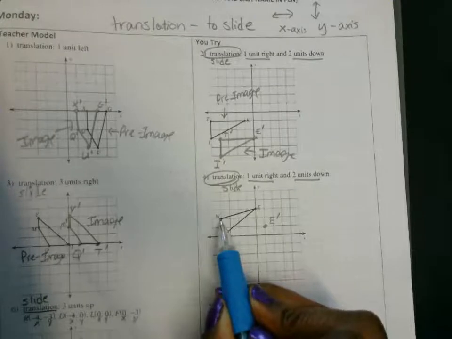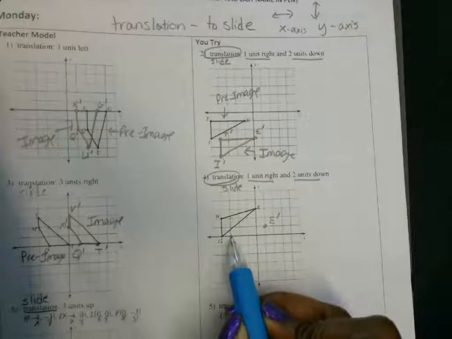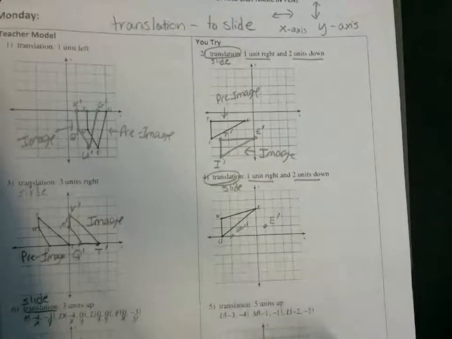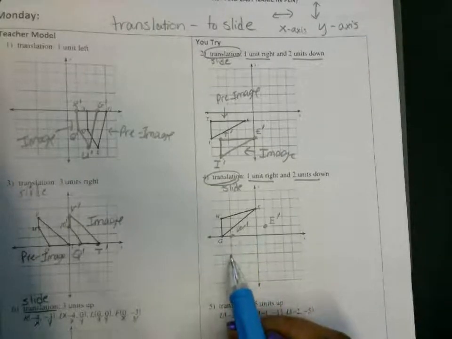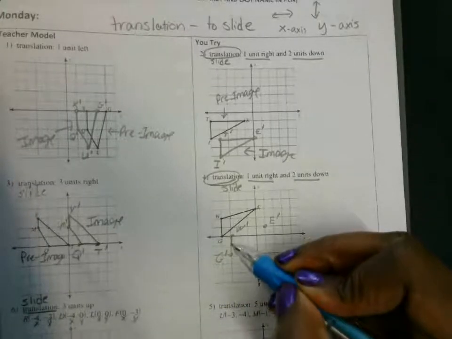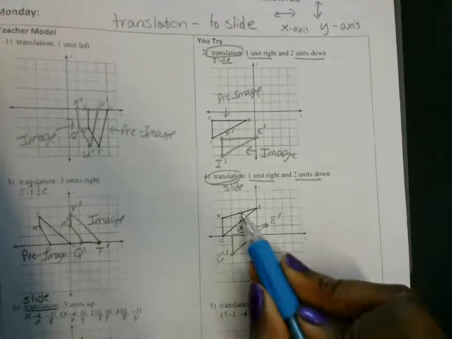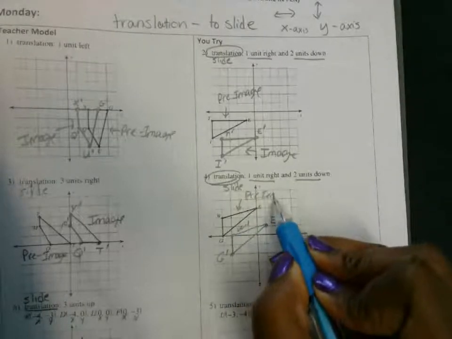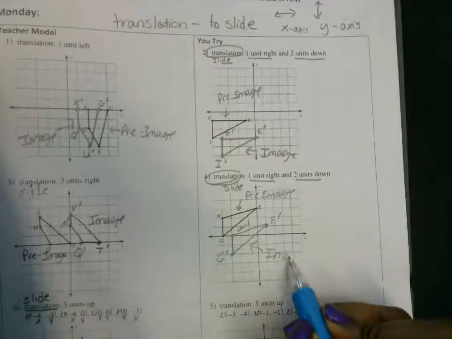W, 1 unit to the right, 2 units down. 1 to the right, 1, 2 down. This is W prime. G, 1 unit to the right, 1, 2 units down. This is G prime. Okay? Before the move, this is the pre-image. After you move it is the image.